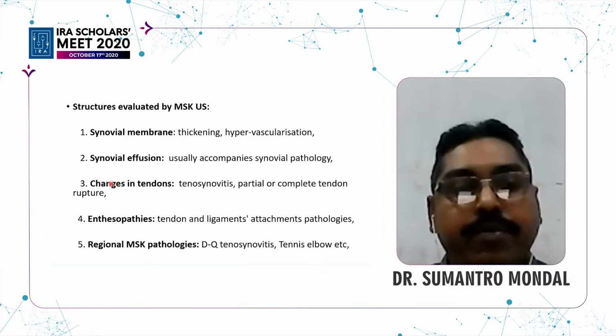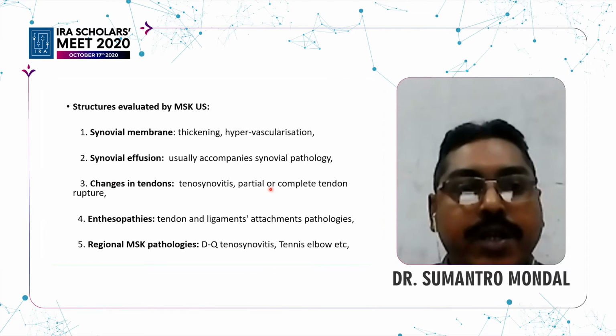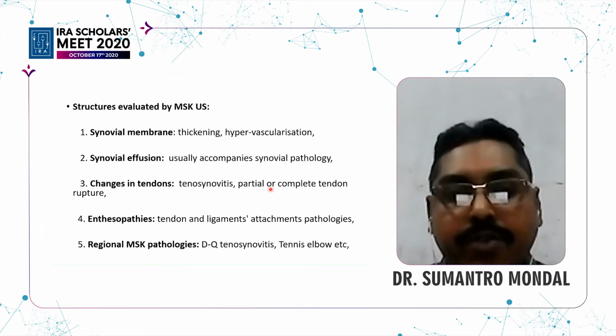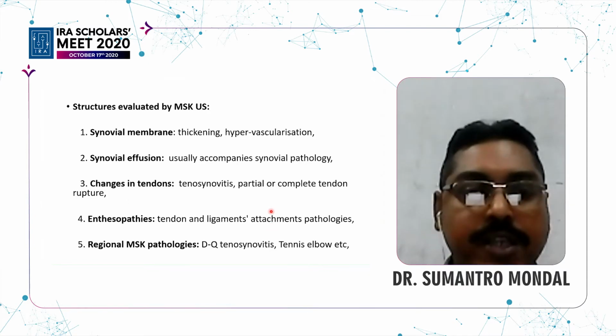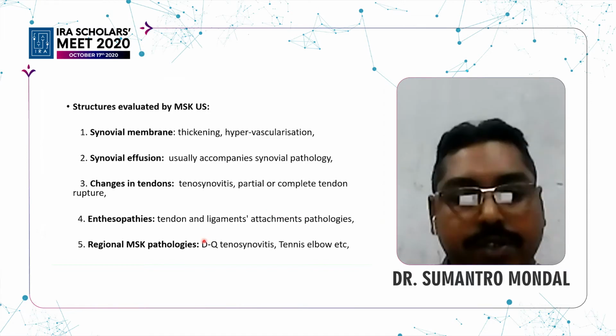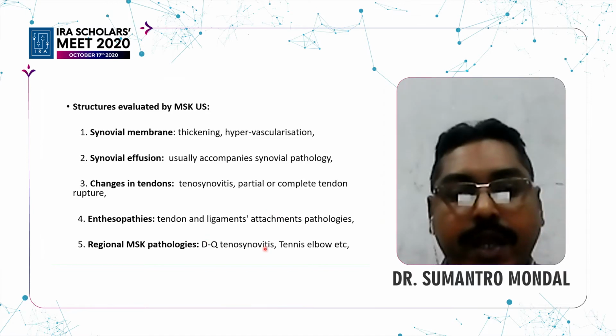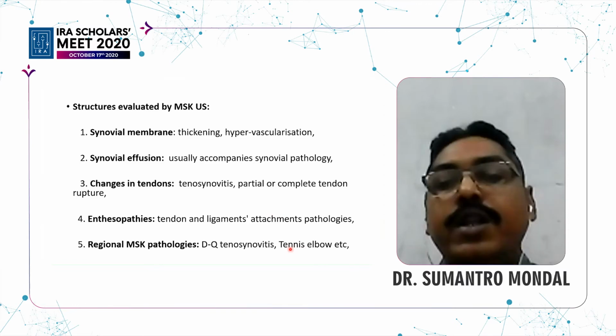So we commonly evaluate the following structures: the synovial membrane for its proliferation or vascularity, and the presence of synovial fluid. In the tendon, we can assess tenosynovitis or tendon rupture. In enthesopathies, the tendon and ligament attachment pathologies can be assessed, especially for SpA patients. And some regional musculoskeletal pathologies like De Quervain's tenosynovitis, tennis elbow and golfer's elbow can be assessed.